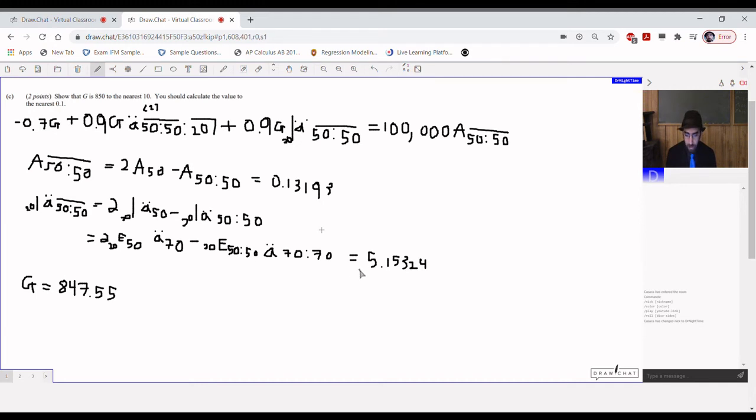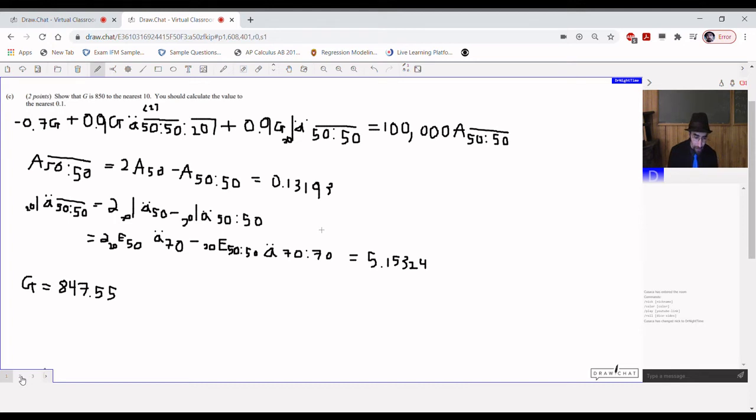Crunch the numbers again. Of course, you need endowment of 50:50 for 20 years again, but we already know how to calculate that. So doing everything we've already done before, more algebra happens. We get that this figure is 5.15324. We already calculated this one to be 12.9201. This figure here we calculate to be, well, multiplied by 100,000, so you get 13,193. More algebra happens, and you get G equals 847.55, which does round to 850.